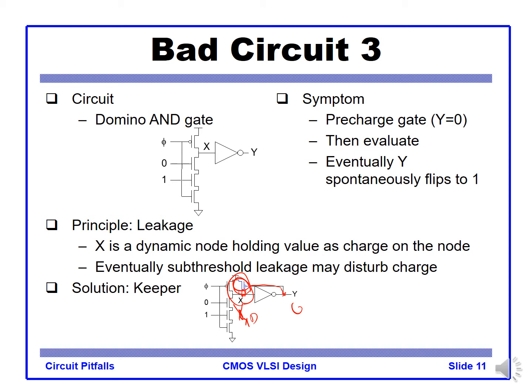As long as the holding up keeper device is stronger than the leakage, you will get your circuit more robust to the leakage current.